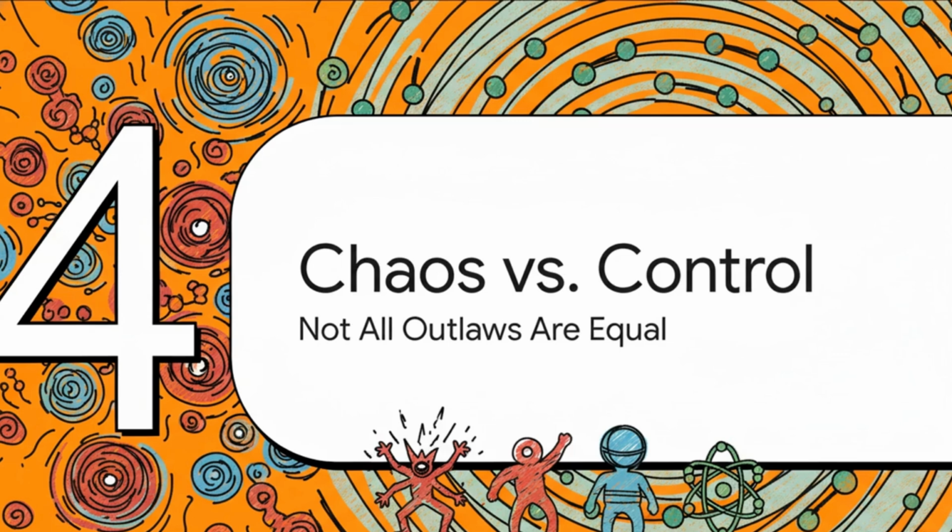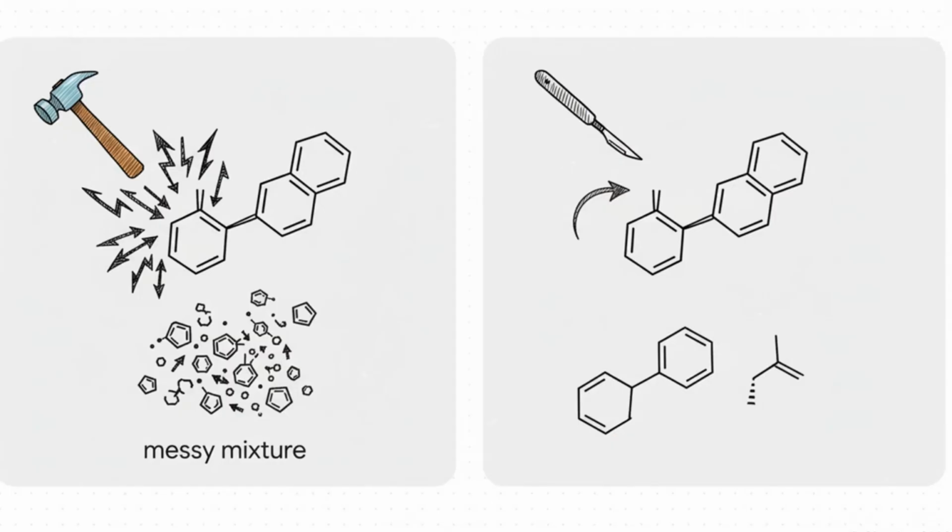So here's the really crucial point. While unleashing this chaos is incredibly powerful, true mastery for a chemist comes from controlling it with insane precision. And to do that, you have to know, not all outlaws are created equal. This is where chemists get to choose their tool for the job. You could use a chlorine radical, which is like a sledgehammer. It is so wildly reactive, it will just smash into a molecule almost anywhere it can, creating a total mess of different products. Or you could use a bromine radical, which is more like a scalpel.